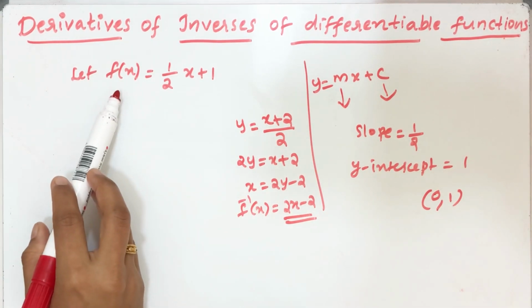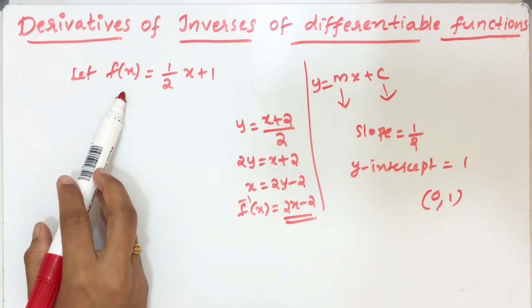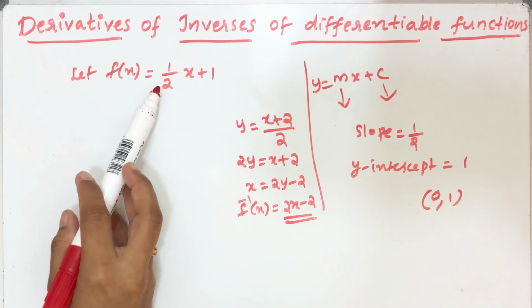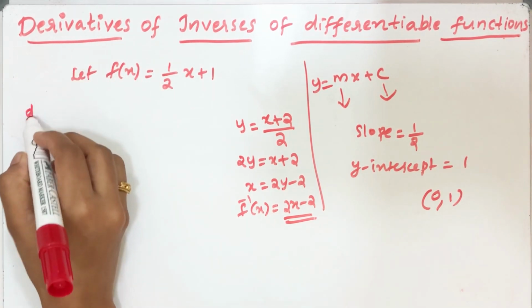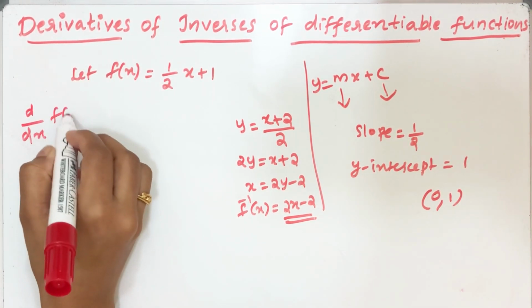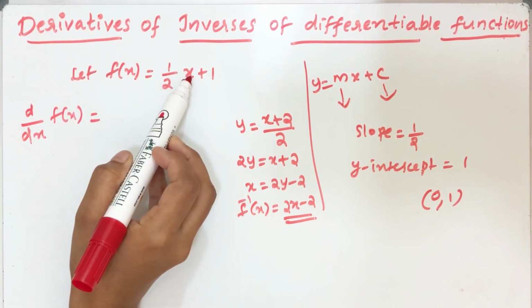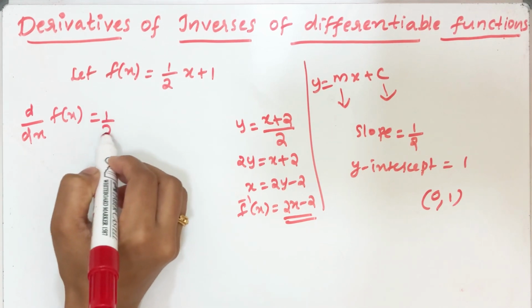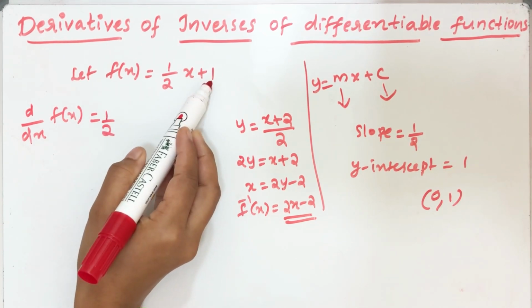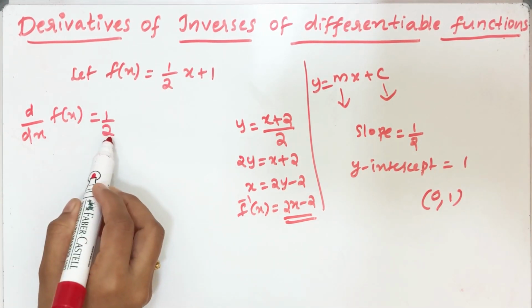What will be the derivative of this function? Derivative is nothing but a slope of this function, that is 1/2. We can see d/dx of f of x is equal to 1/2 into derivative of x. Derivative of x is 1. So 1/2 plus derivative of 1 is 0. So derivative is 1/2.